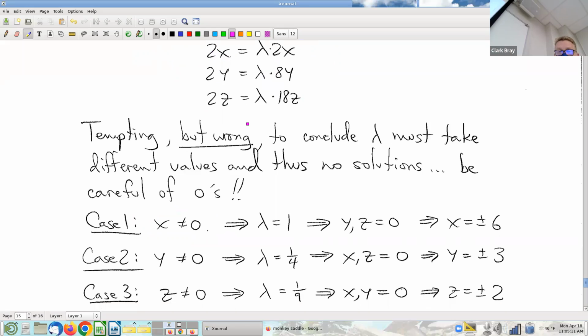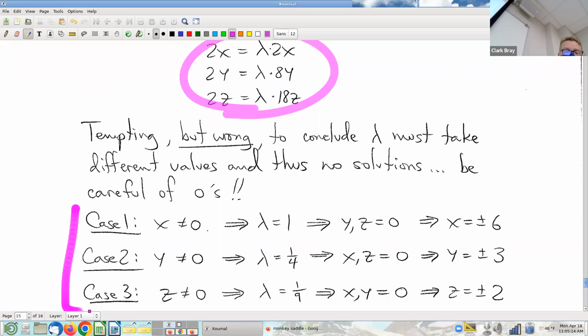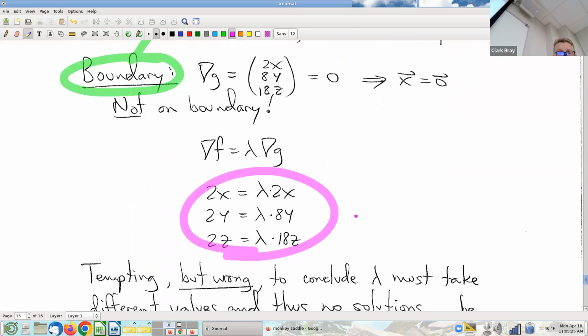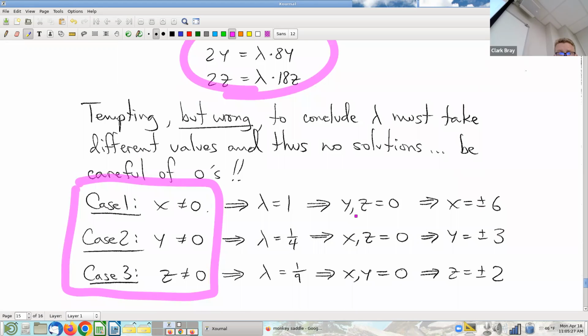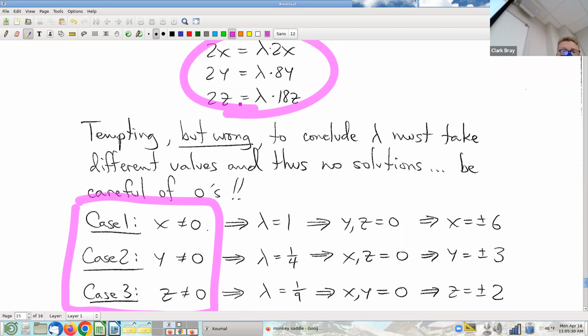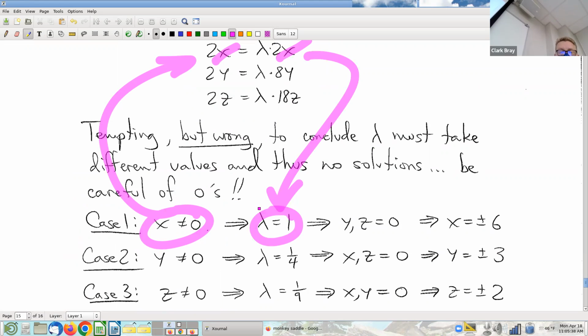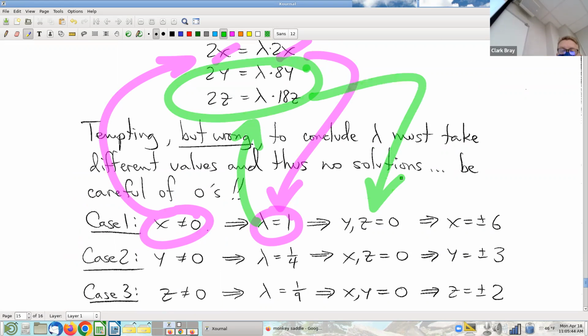So I think the best way to analyze this system is to break it down into 3 cases. We know at least one of the coordinates has to be non-zero. I mean, after all, we're on the boundary of a solid ellipsoid. We're not at the origin. At least one of these coordinates has to be non-zero. And so consider those 3 cases separately. If x is non-zero, then yeah, you can cancel the x's, in which case lambda is 1. And then if lambda is 1, you can plug that into these equations, and they instantly tell you that y and z have to be 0. And then you can plug into the constraint equation.